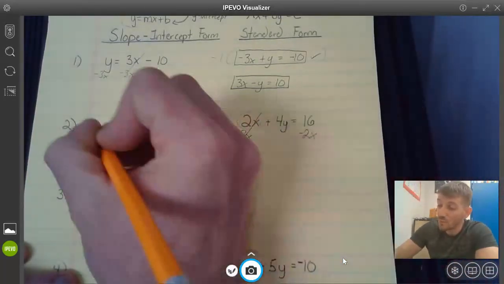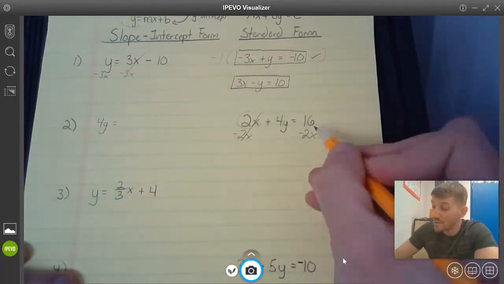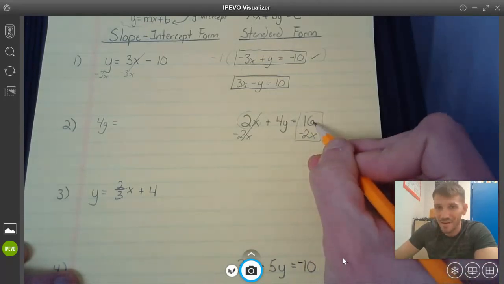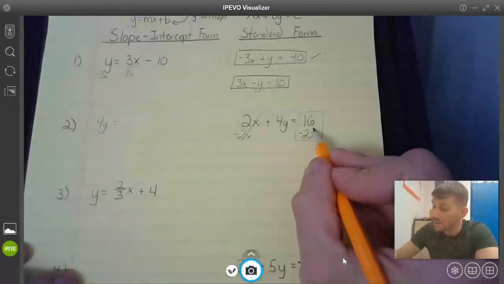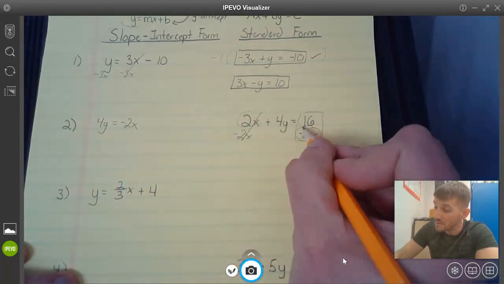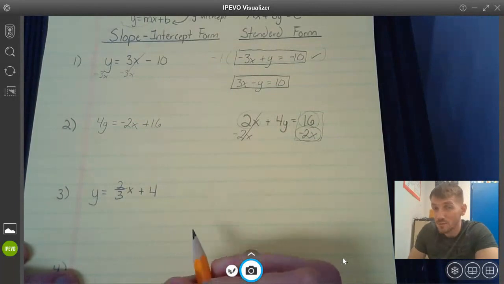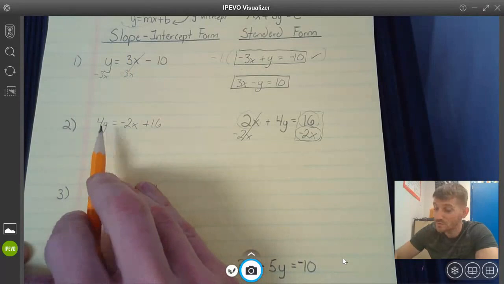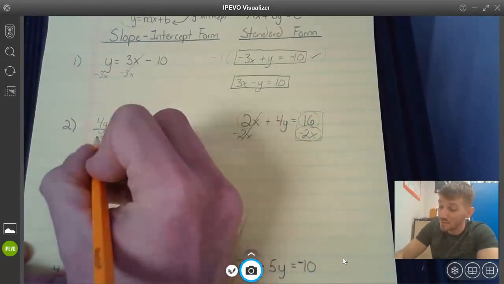That leaves us with 4y, which I will write here, is equal to, now remember, we cannot combine these two things right here because one has an x and one does not. So we just rewrite it in mx plus b form. So mx plus b, that's positive 16. Okay, we're almost finished. Remember, this is y equals, not a number in front of y equals. So we get rid of 4 times y by dividing both sides by 4.